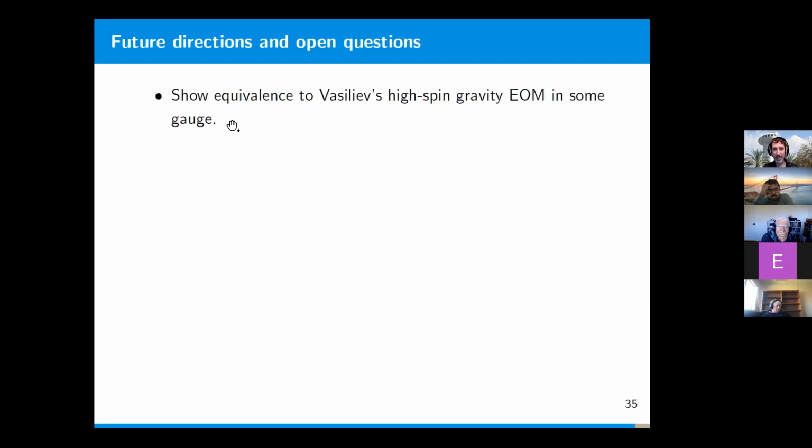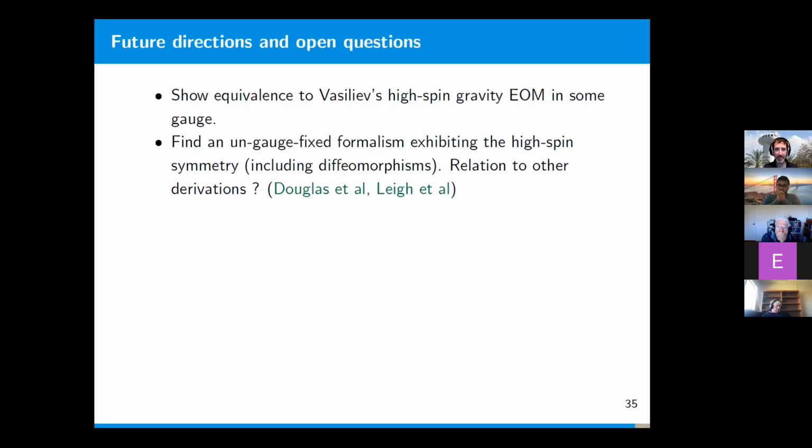As I already said, it would be nice to show explicitly that indeed the action that we obtain gives rise to the same classical equations of motion that we would get from Vasiliev's theory in some specific gauge choice. It would be nice to somehow ungauge-fix our theory so that we would be able to write it in some formalism where we explicitly see this high-spin symmetry and also the diffeomorphisms.